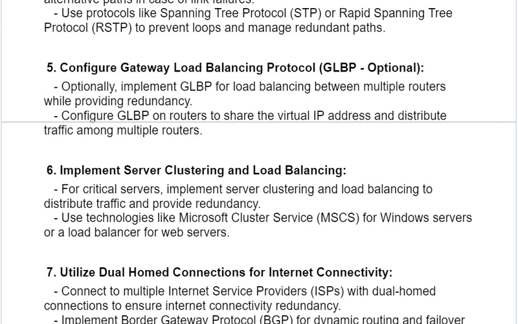Our sixth solution is implement server clustering and load balancing. For critical servers, implement server clustering and load balancing to distribute traffic and provide redundancy. Use technologies like Microsoft Cluster Service (MSCS) for Windows servers or a load balancer for web servers.